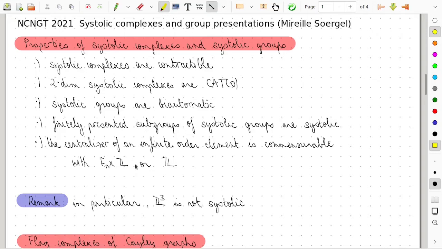Note that this property implies that that cube is not systolic, but any finitely presented subgroup of a systolic group is systolic, so any group that contains that cube cannot be systolic. Let me now get to group presentations. A group always acts on its Cayley graph. My goal is to give you some conditions on group presentations that imply that flag complexes of Cayley graphs are systolic.